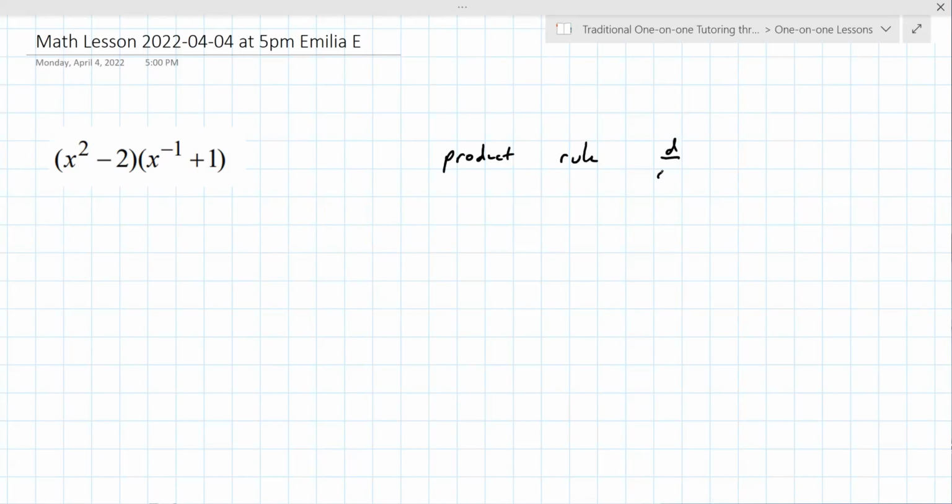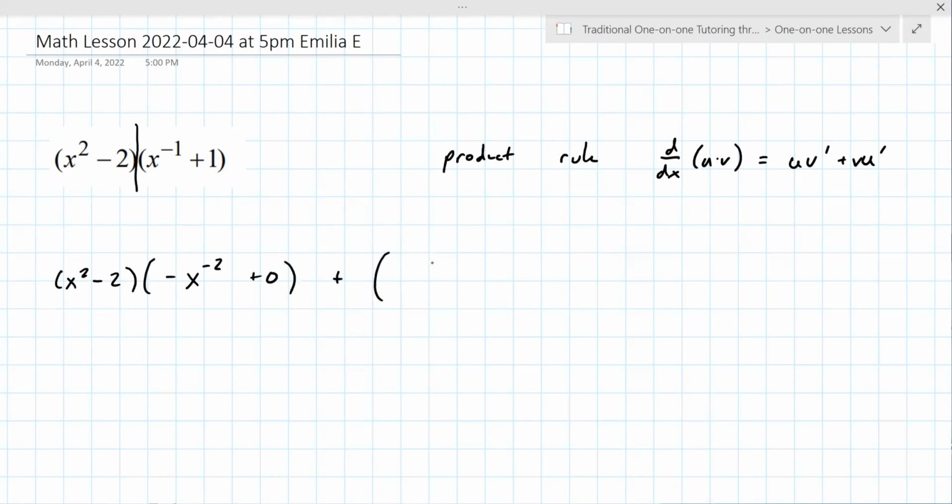So the product rule is d/dx of u times v, and it's u v prime plus v u prime. Here, though, you have chain rule parts. So when you keep the first and take the derivative of the second, there is no chain rule here. You just take the derivative of this thing inside here. So it's minus x to the minus 2 plus 0 plus, and then the derivative of the first, so that's 2x minus 0 times x to the minus 1 plus 1.